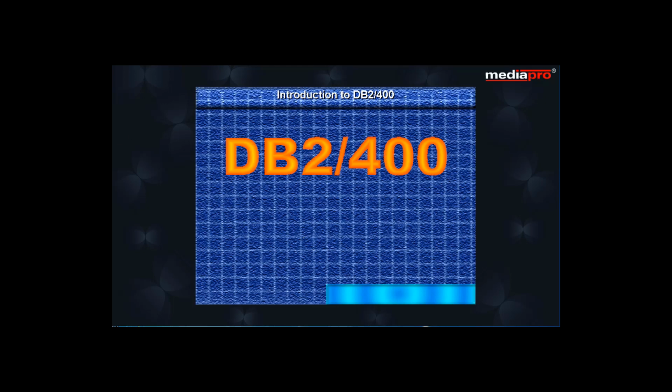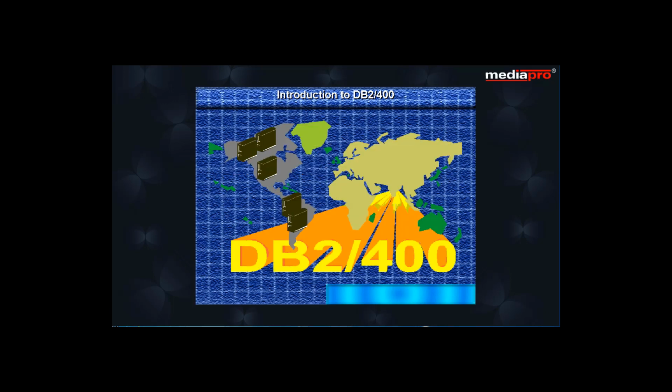In this module, we look at DB2 400, the Relational Database Management System for the AS400. With over 525,000 installations worldwide, it has the largest base among database products.